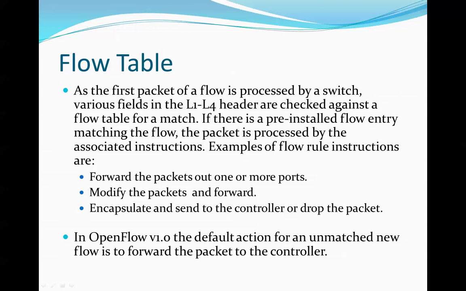In this case, we're concerned with version 1, so the default action for an unmatched packet in version 1 is to forward it to the controller. Depending on whether you have the flow table updated proactively or reactively, which we'll get into later, it could cause a lot of chatter between the controller and the client.